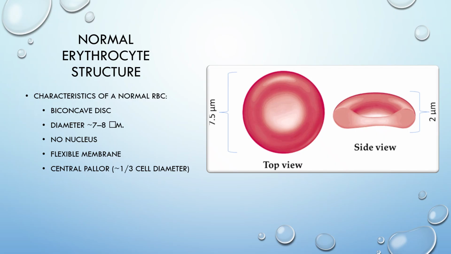Finally, normal erythrocytes display central pallor, which is the lighter region in the center of the cell. This occurs because the cell is thinner in the middle, meaning there's less hemoglobin in that region. In a healthy red blood cell, that central pallor should occupy roughly 1/3 of the cell diameter. When all of these features are present, proper size, appropriate color, central pallor, and uniform shape, we consider those erythrocytes morphologically normal.